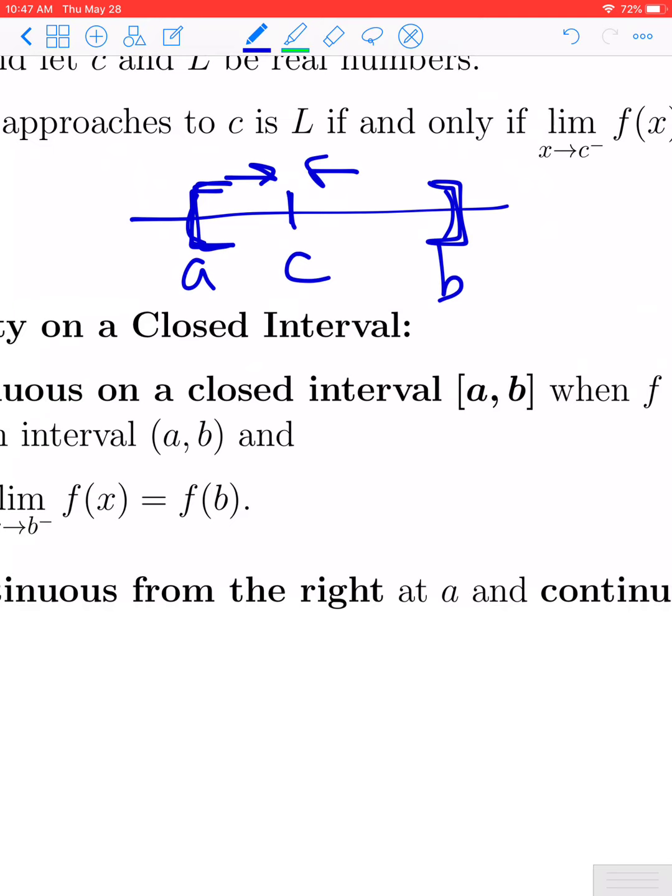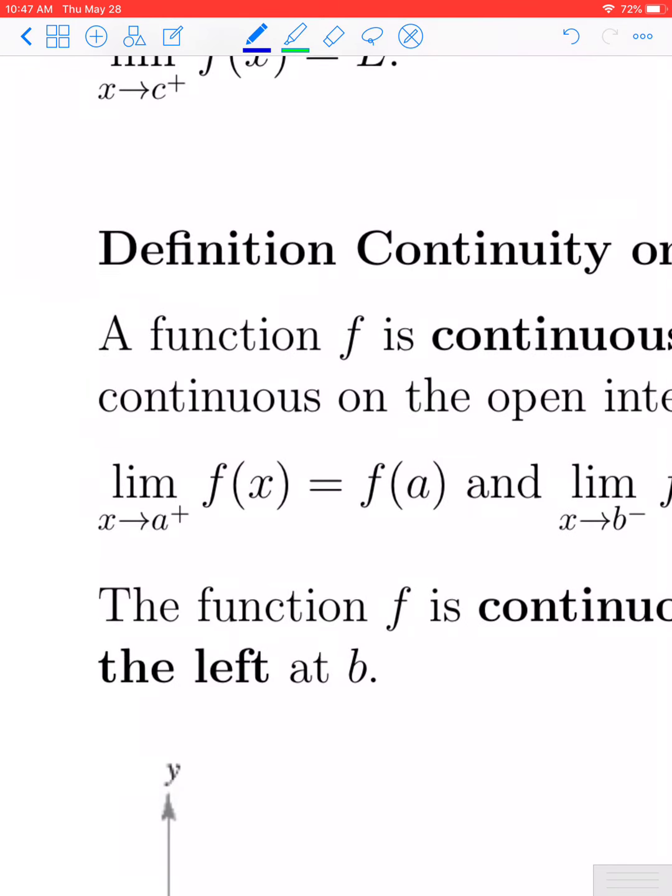And then if we look at continuity at the left endpoint, let's call this the left endpoint a. To stay in that interval and approach a, you would have to do a right-hand approach. So we would need for the limit as x approaches a of f of x to be equal to the value of the function at a.